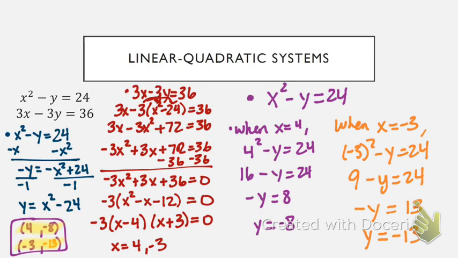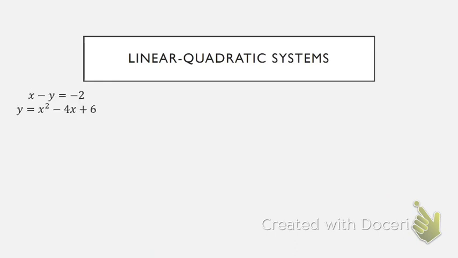And I have one more example, but I'll try to go a little faster. All right, so we need to get y by itself in the equation that has the quadratic. Well, lucky for us, that's already taken care of. If you look in the second equation, the equation that has the quadratic already has y by itself.